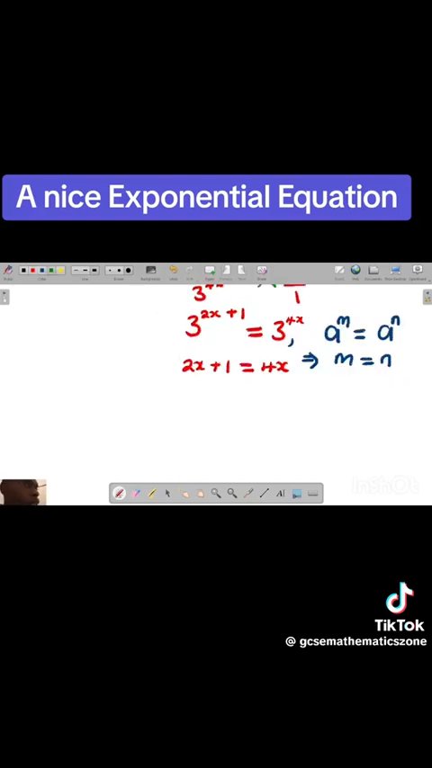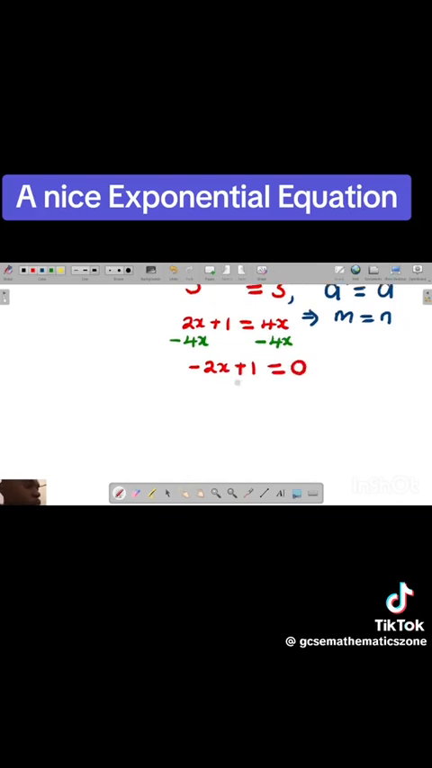Okay, at this stage we are going to collect like terms together. So let this 4x come this side where there is another x. We need to remove this 4x by additive inverse. Since this is positive 4x, for us to remove it, we're going to subtract 4x. What we've done on the right, we also do on the left. So here we're going to have 2x minus 4x, which is negative 2x, plus 1 is equal to 4x minus 4x, which is 0.